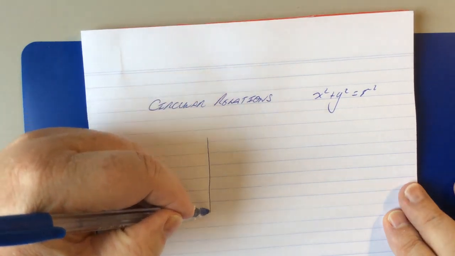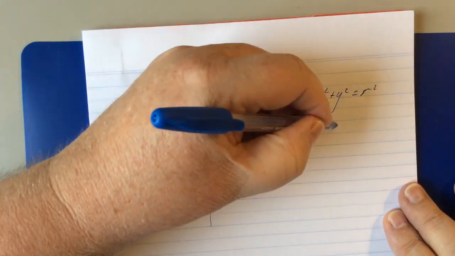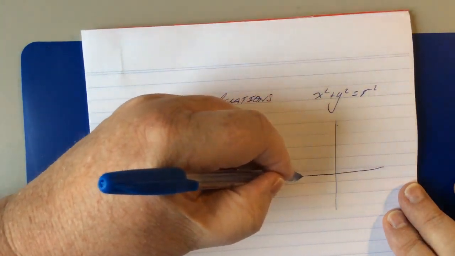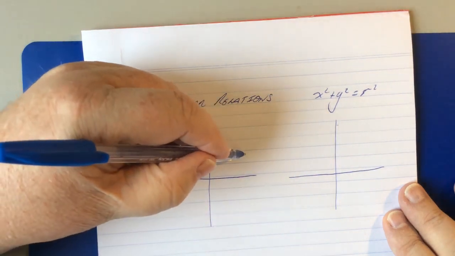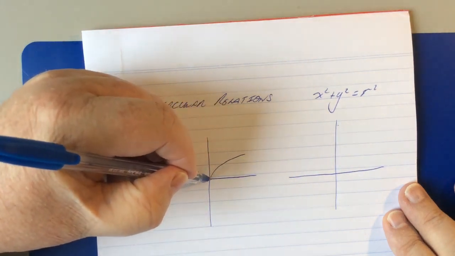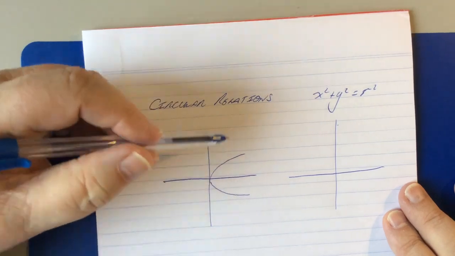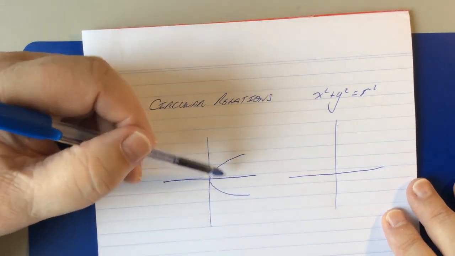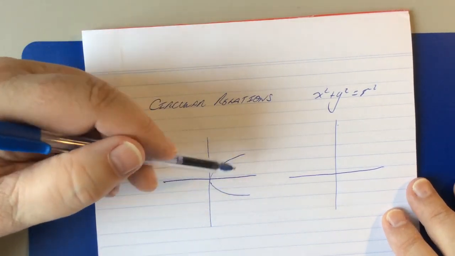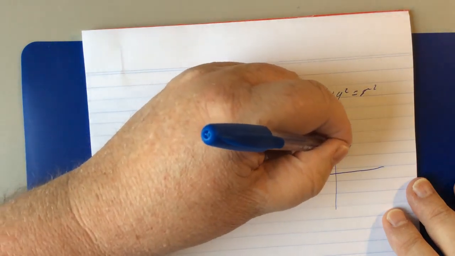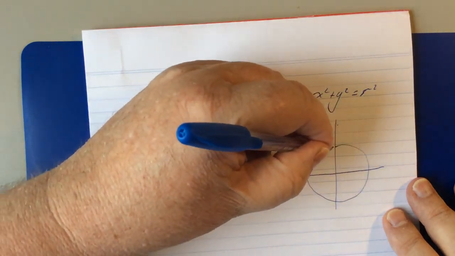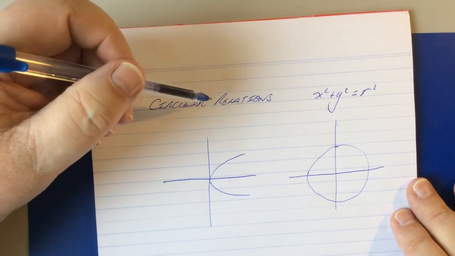So here's a couple of very roughly drawn Cartesian planes. Now, here is the graph of y equals plus or minus the square root of x, and here's a circle graph, again badly drawn.